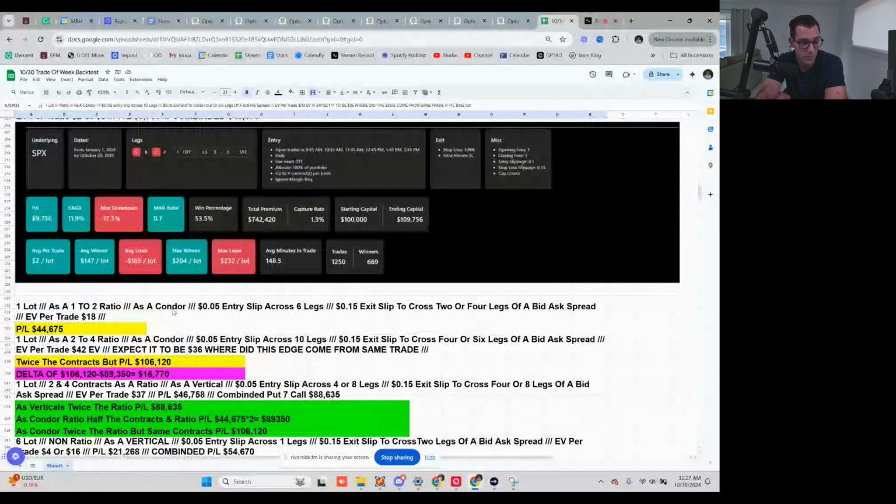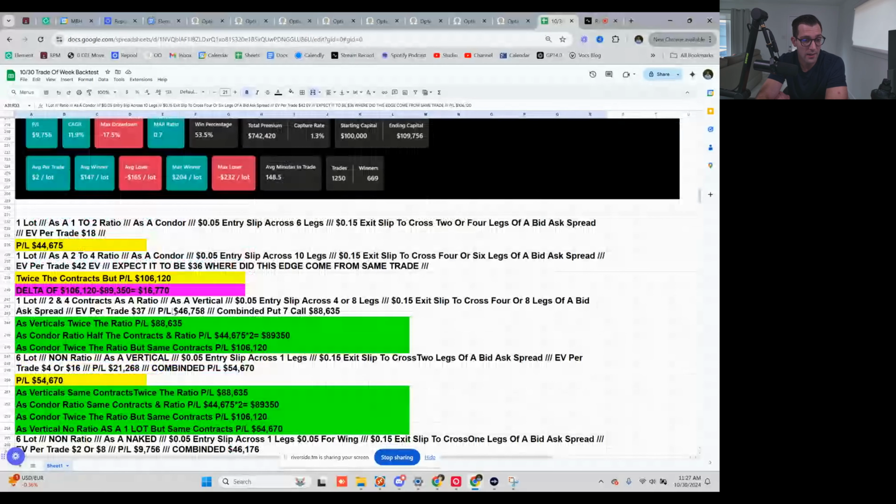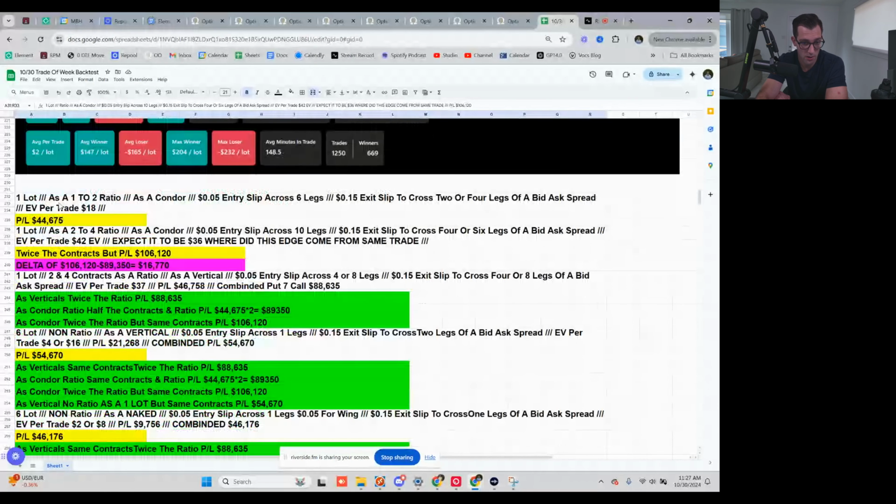So let's walk through this again here down below. When we trade a 1 lot as a 1-to-2 ratio as a condor, we have 5 cents of entry slippage across 6 legs, and then 15 cents of exit slippage to cross either 2 or 4 legs of the bid-ask spread. We have a P&L of $44,675.